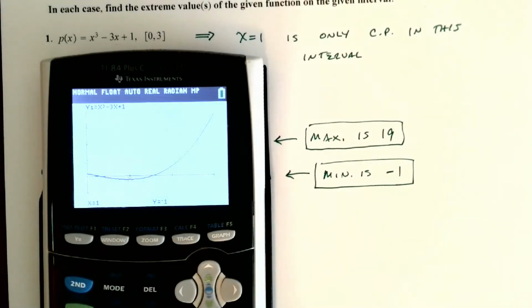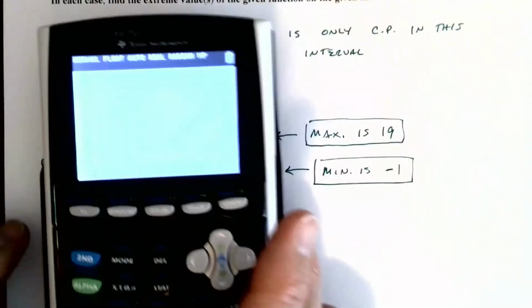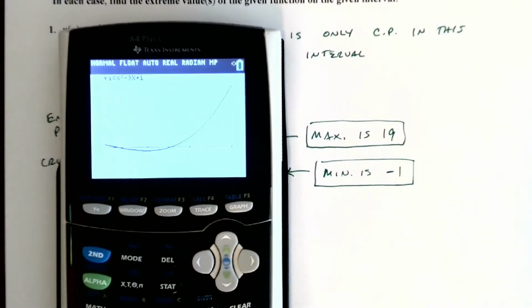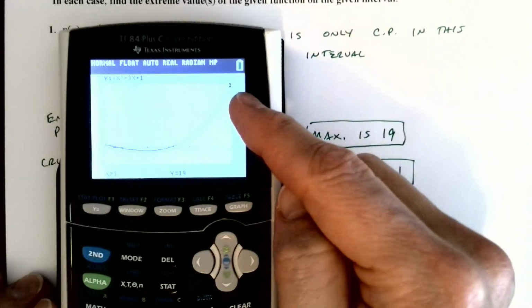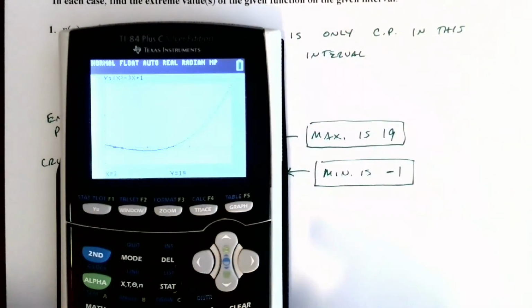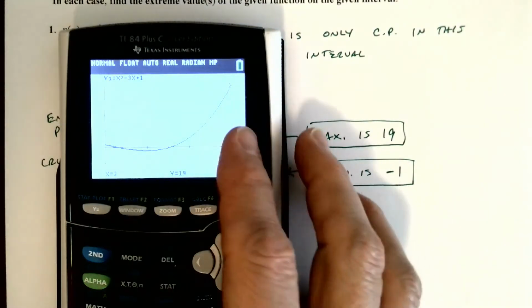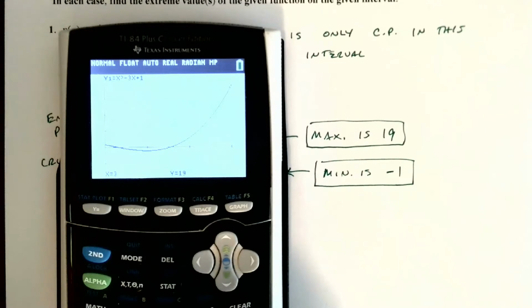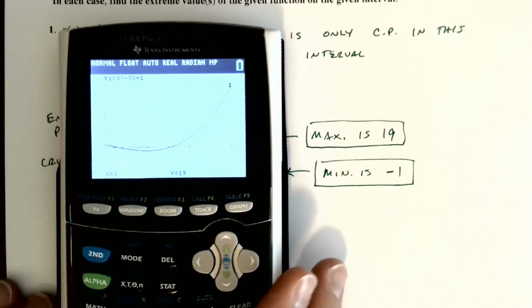And then what's the max? The max is 19, which occurred at the endpoint of 3. Right? So if I plug in x equals 3, I'm up there. Notice I'm at an endpoint. That's not a critical point. Okay, but that's how we can have it. We can have max and mins at the endpoints and or at any critical point.